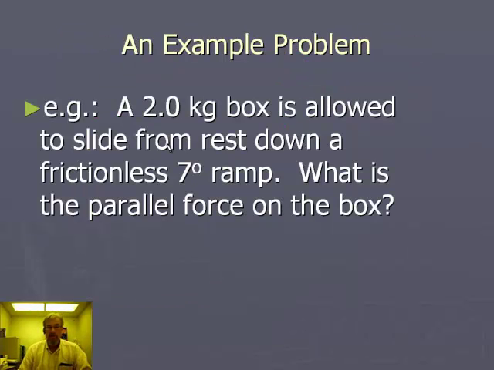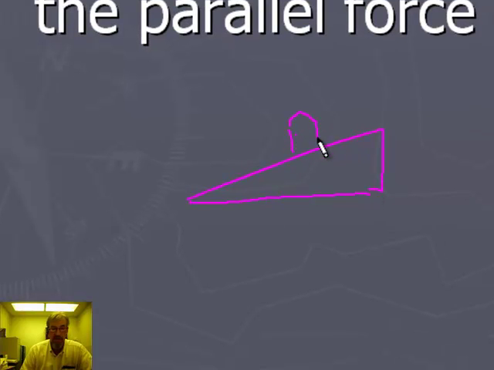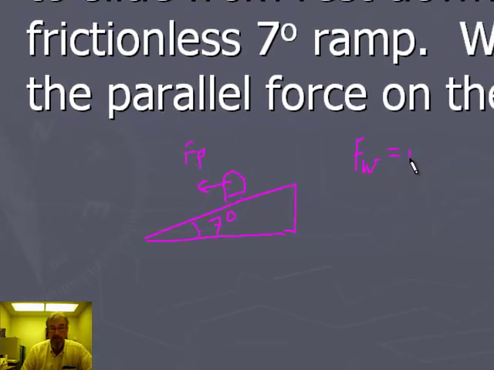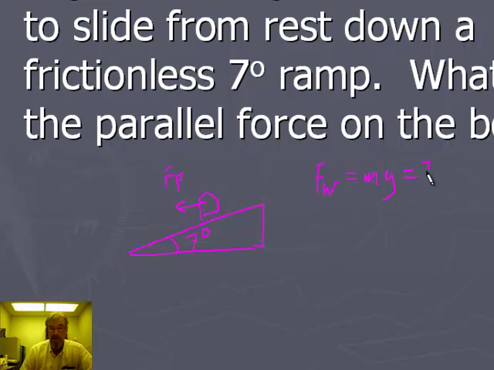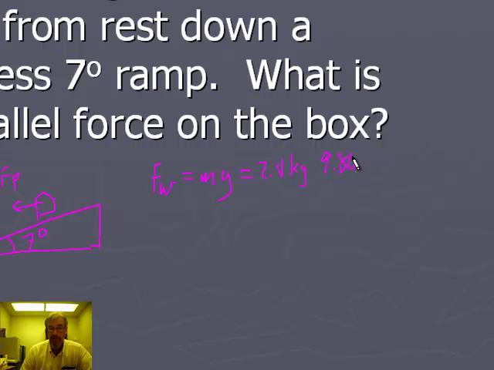Let's apply that. A 2 kilogram box is allowed to slide from rest down a frictionless 7-degree ramp. What is the parallel force on the box? So here's my ramp. Here's my box. This angle is 7 degrees, and my objective is to find the parallel force. Well, here's what the weight is. Fw is m times g, which is going to be 2 kilograms times 9.80 meters per square second. That's kind of the definition of weight.